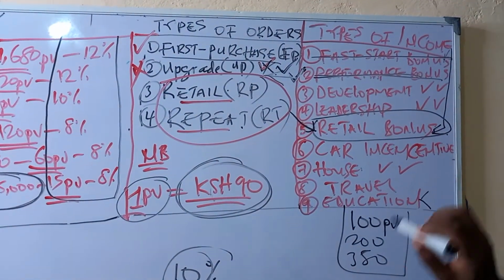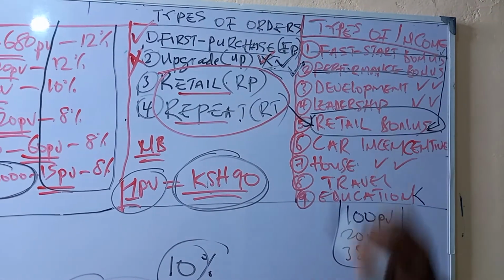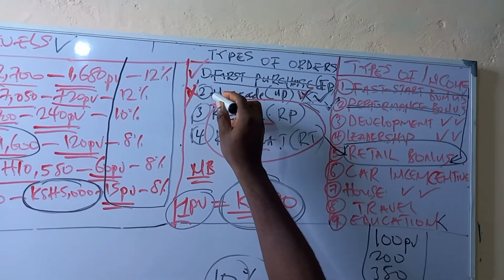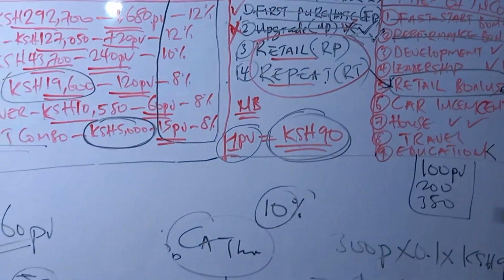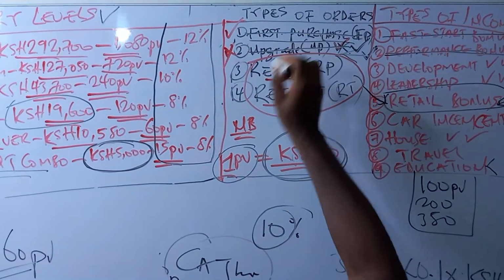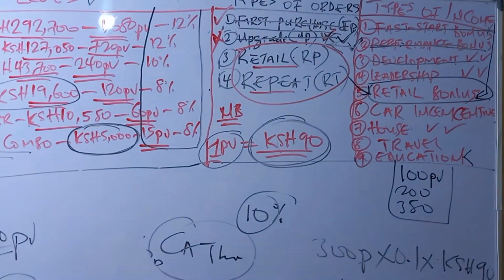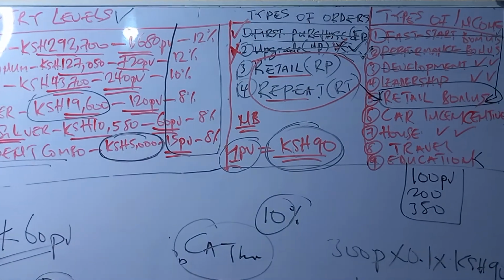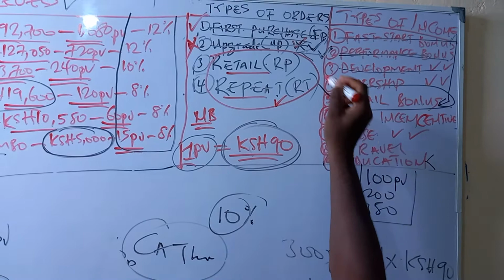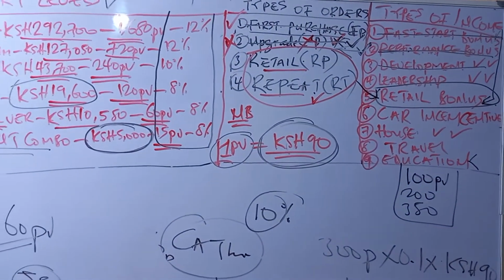But the thing is that for both performance bonus and development bonus, it is paid based on both first purchase and upgrade order. So I've spoken about development, but kindly note I said that the money is in retail order as a retail bonus. The money is not in upgrade, but for the first purchase, none of us can skip that process.